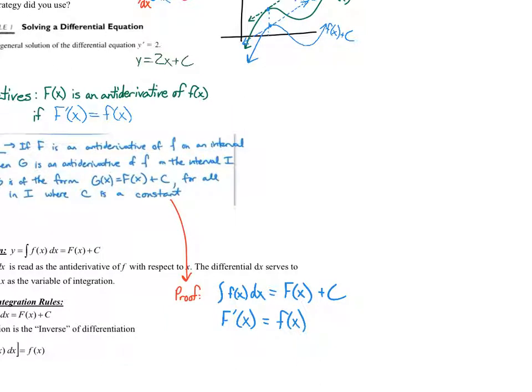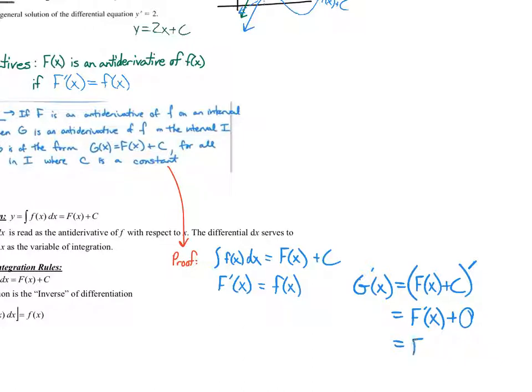However, let's say that I take the derivative of g of x. Well, g of x is simply capital F of x plus c, according to our theorem. If I'm taking the derivative of a sum, I can just take the sum of the two derivatives, right? So, I have the derivative of capital F of x plus, what's the derivative of c? 0. So that equals capital F prime of x. And that proves that as long as g is in this form, it will also be an antiderivative.